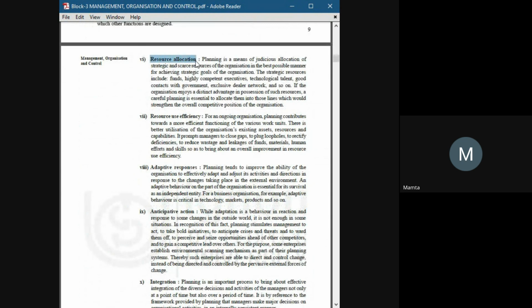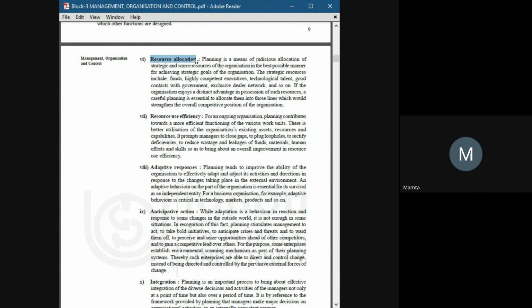Resource allocation. Planning means thinking about everything while creating a plan. In this we involve resource allocation as well, and it will avoid the misuse or wastage of resources while producing our goods.